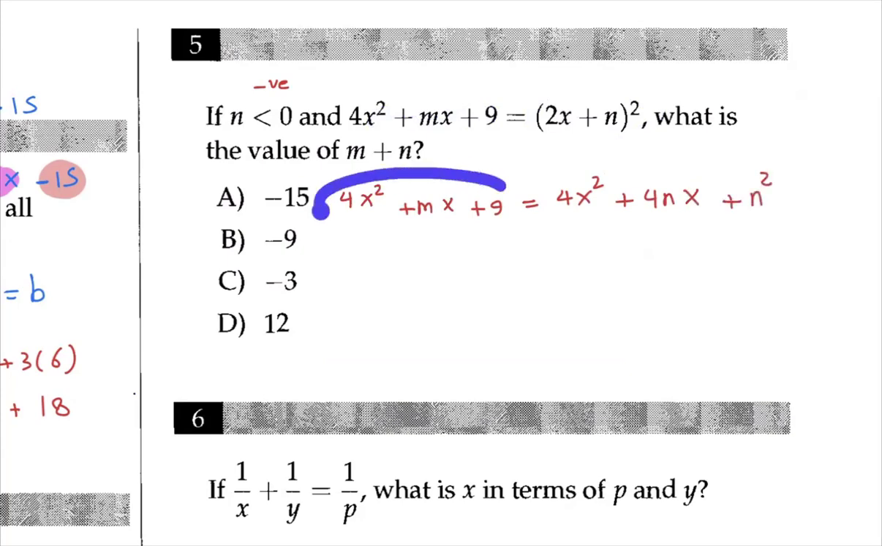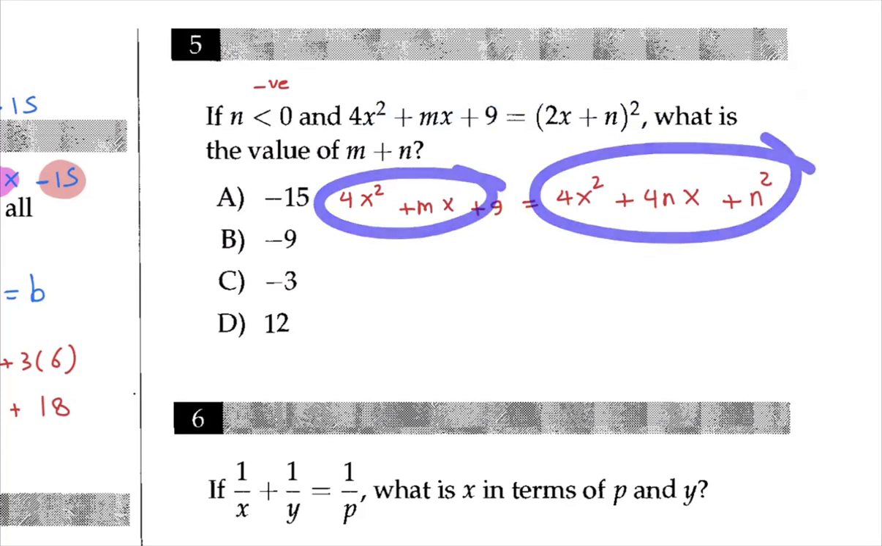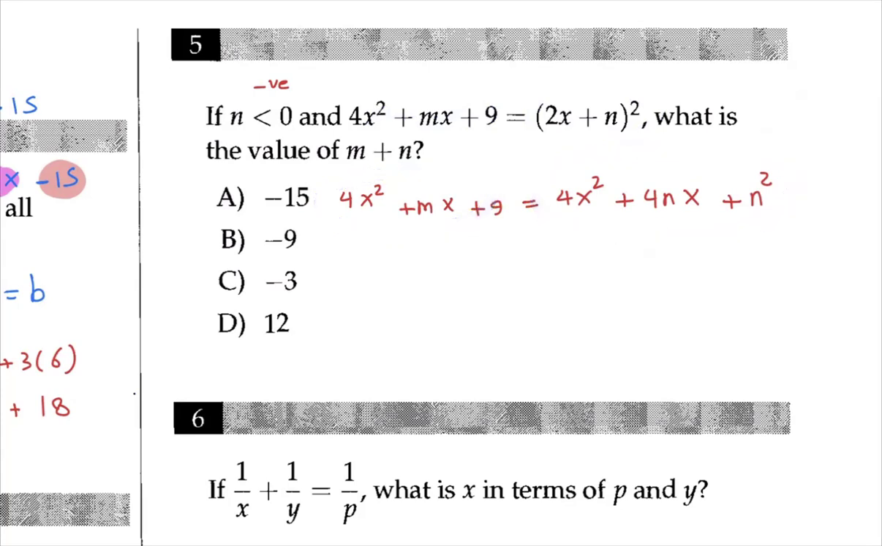And the second square is n squared. Since here we have 3 terms and here we have 3 terms, the first term here, 4x squared, equals 4x squared. And the last term 9 equals n squared, and the middle term, which is mx, will be equal to 4nx. I'm going to start with n squared. So the first thing we can get from here is that n squared equals 9.